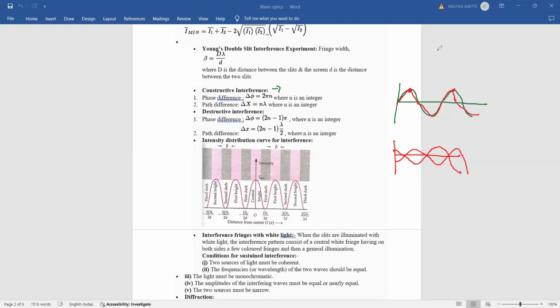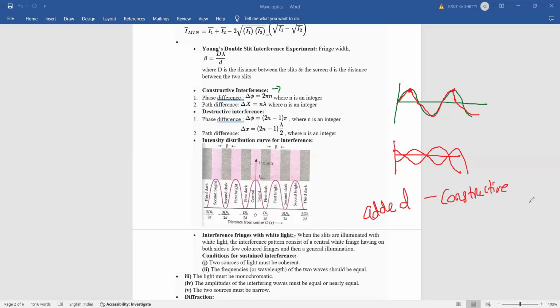constructive interference. We call this constructive interference, students. In constructive interference, the crest of one wave and the crest of the other wave, or the trough of one wave and the trough of the other wave, fall on each other, and their displacements get added. This is known as constructive interference.